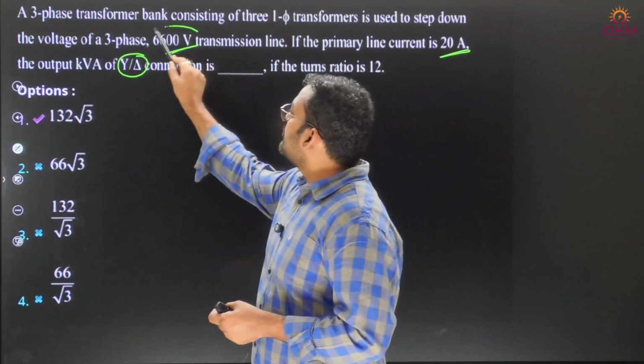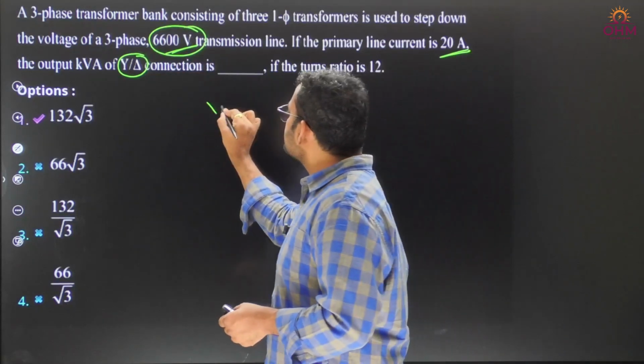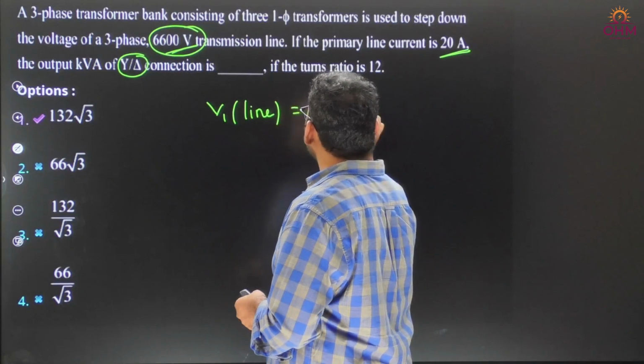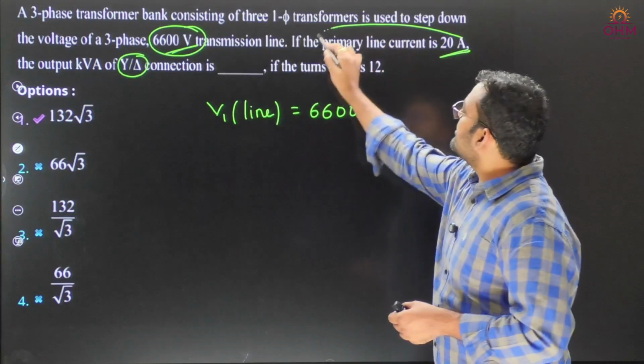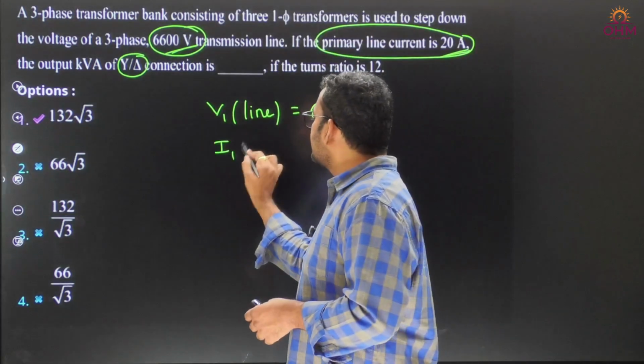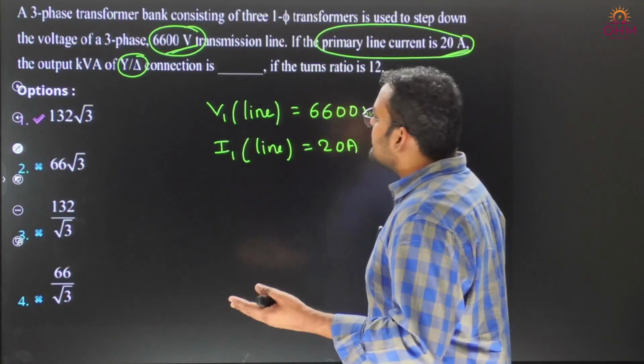See, input line voltage was given. By default, we know given voltage is always line voltage. So the input line voltage is 6600 volt. And also the line current was given. Primary line current, also known as input line current, that is equal to 20 ampere. What is the kVA output?